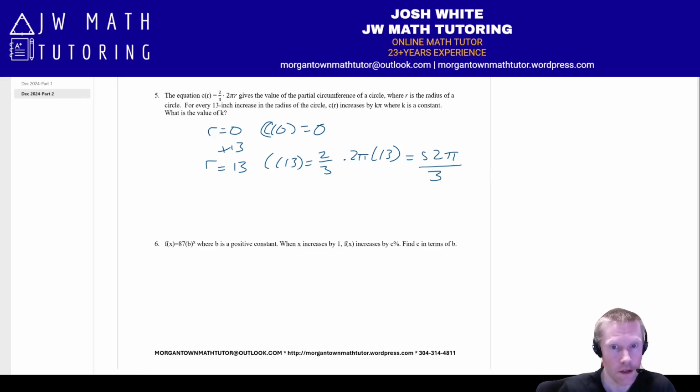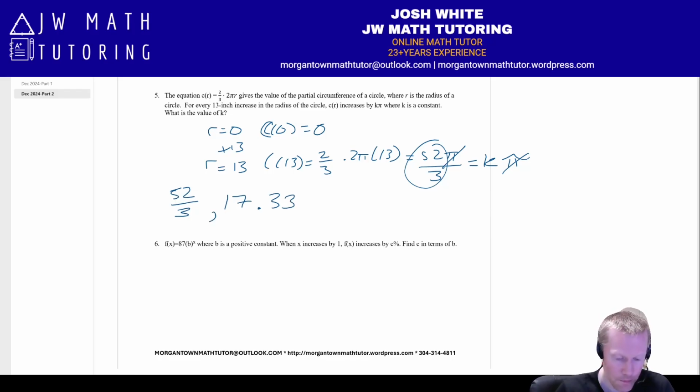So the C of R value increased by this much when we increased the radius by 13 inches. Okay? Therefore, this is what's equal to k pi. So what is the value of k? Well, the pi's cancel out. k is just 52 over 3. So you could enter it in as 52 over 3. You could also put in the decimal equivalent form of 17.33. Either of those answers would be acceptable.